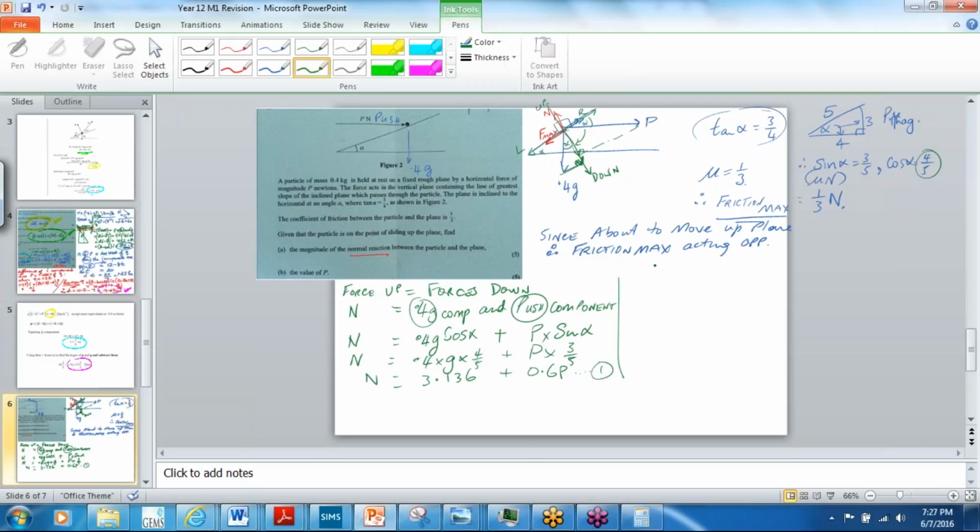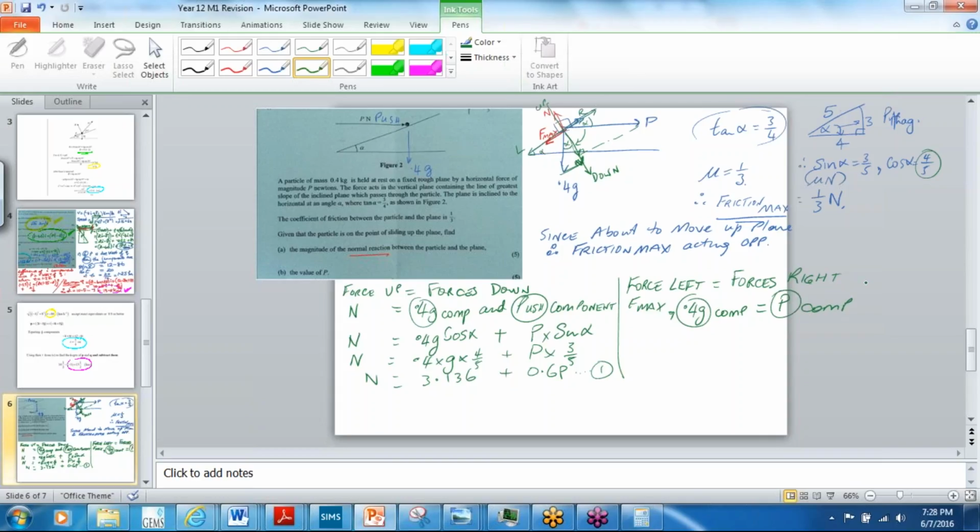What's the other equation? The other equation is found by the forces to the left equals the forces to the right. And we will have two equations and two unknowns, which is P and N. So what are the forces to the left? We've got the maximum friction, we've got the 0.4G component to the left, and there's only one force to the right, and that is the P component.